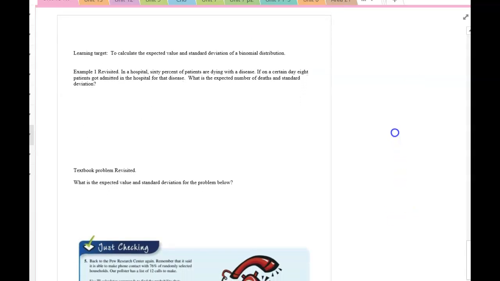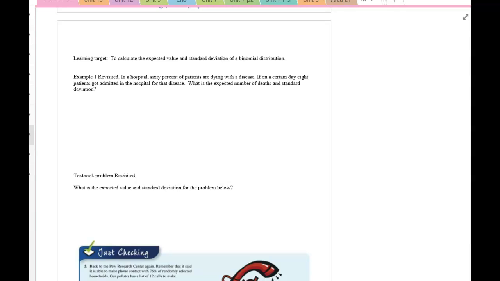So if you go to the next page here, in this particular problem from the hospitals, the percent dying was 60% and there were 8 patients. So for this problem, the expected value is going to be 8 times 0.60, which is 4.8. So we would expect if 8 patients are admitted, 4.8 of them will pass away. As I said earlier, this is a highly deadly disease.